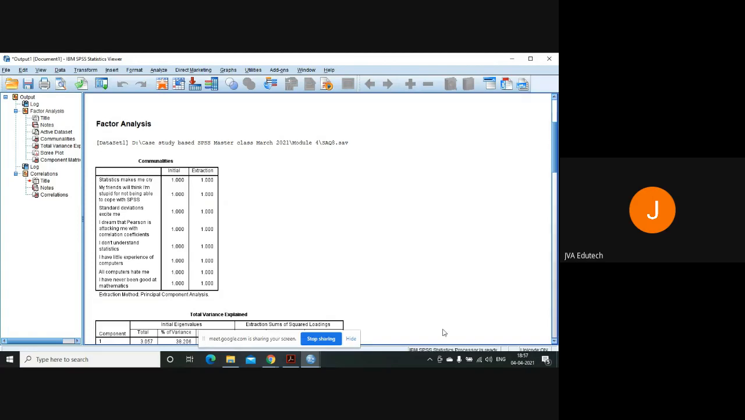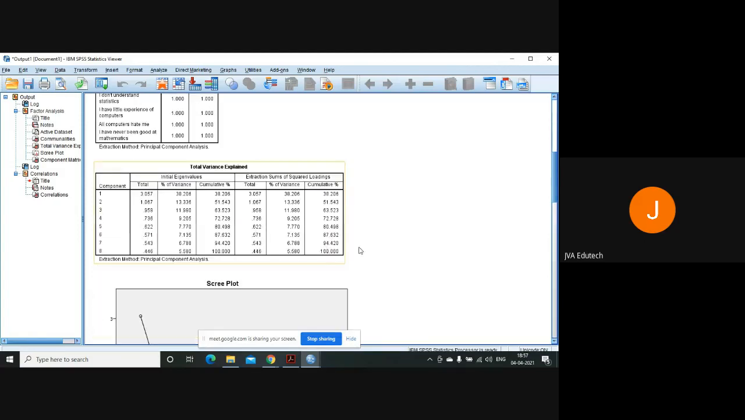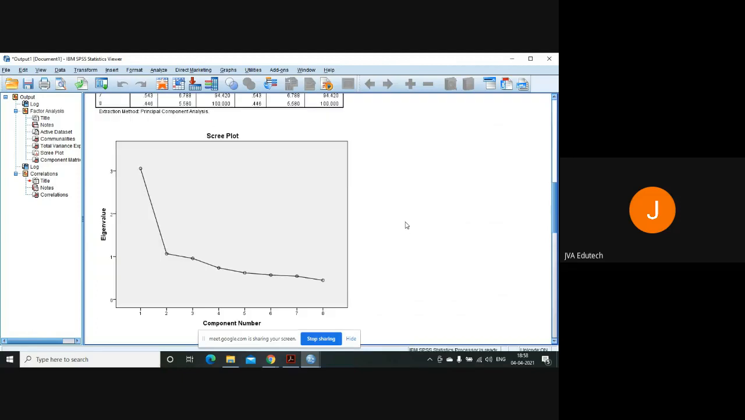Now just see, these are the eigenvalues. So I have told that eigenvalue should be greater than 1 for a good fit. Okay. For the first component, eigenvalue is 3.057. For the second component, eigenvalue is 1.067. And see this scree plot.